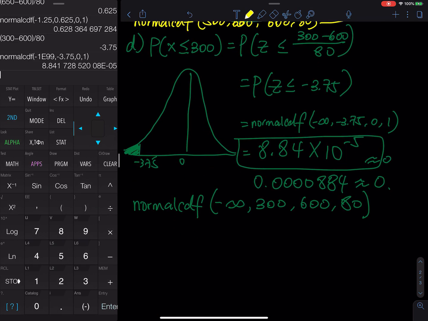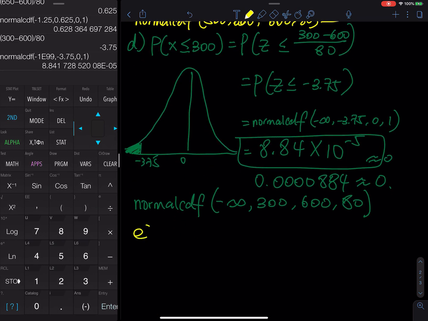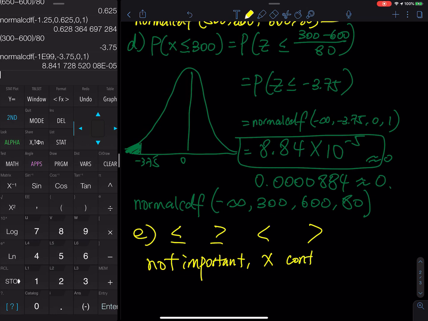All right. So overall, in part E, is the equal or not equal important? The answer is no. That is not important because x is a continuous random variable. Okay, after this, I have 2 more subproblems for you to do.